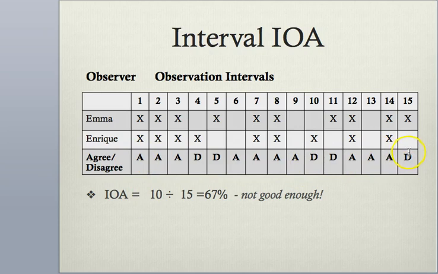Now I can count how many agreements and disagreements we have. We have 15 intervals, but we have 10 intervals where they agreed, and the remaining 5 they did not. So you divide 10 by the total of 15 observations, and you get 67%, and that's considered not good enough. They need to go back and practice more. They need to talk about why they disagree.